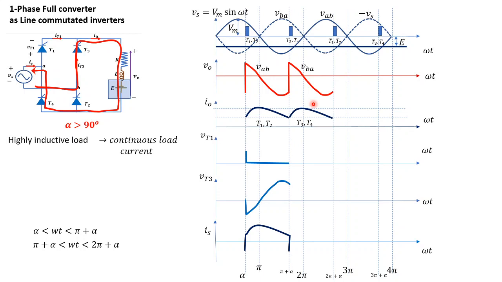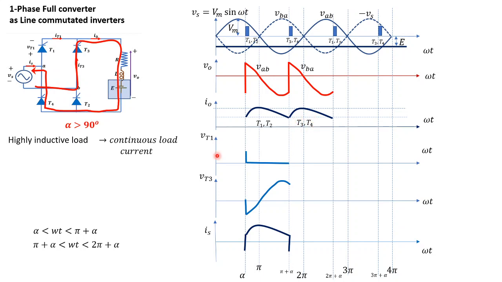Similarly, coming to the load current, you can see the load voltage is positive from pi plus alpha to 2 pi. So there is some rise in the load current during this period, and from pi onwards, negative voltage is applied across the load. So there is a possibility of the current dropping. During this period T3 and T4 are conducting, so the source current is equal to the load current, which is the same as the thyristor 3 and thyristor 4 current.